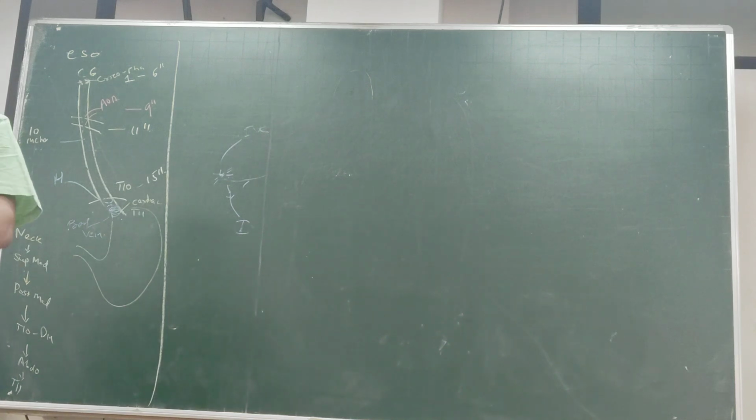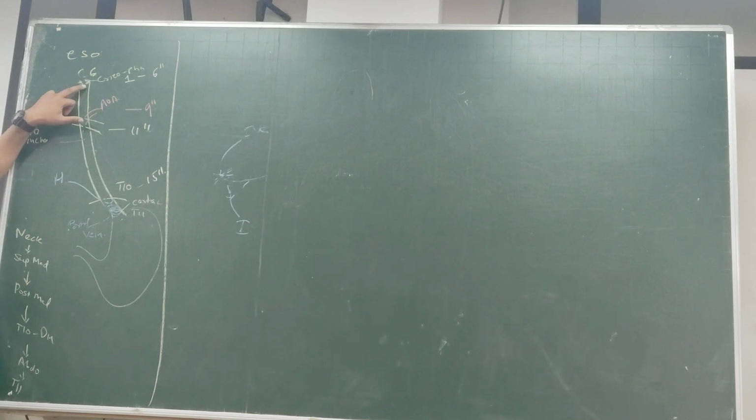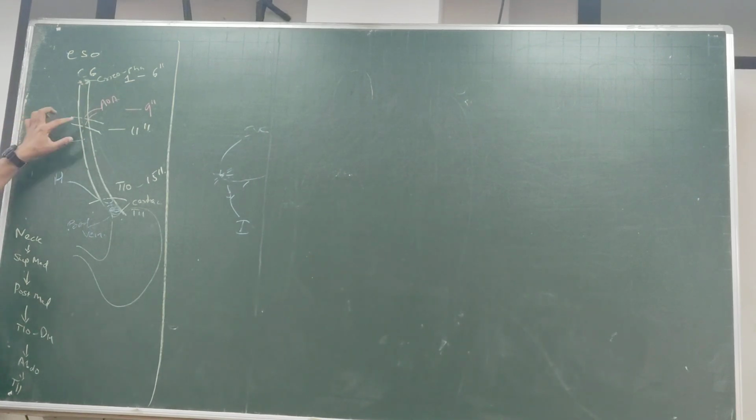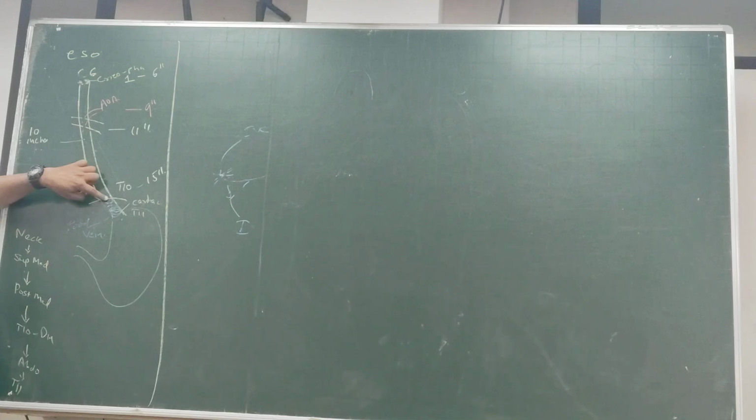Some significant points about the esophagus which you should know: there are 4 constrictions, measured by distance from the incisor teeth. Ryle's tube has these 4 markings. The first is at 6 inches from the incisor teeth, at the cricopharyngeus, where you feel resistance while putting in the Ryle's tube. Second is where it is crossed by the arch of aorta, at 9 inches. Third is where it is crossed by the left bronchus at 11 inches. And fourth is where it pierces the diaphragm at 15 inches.